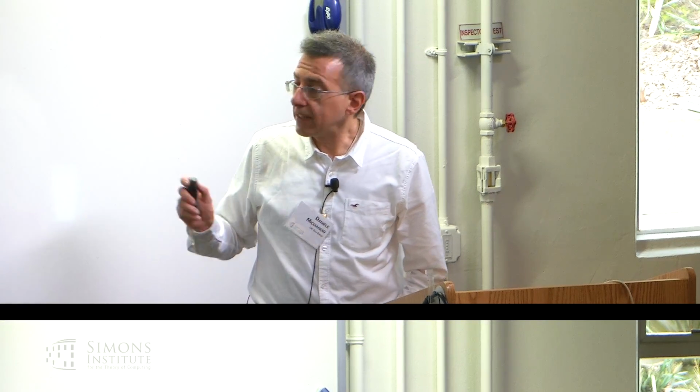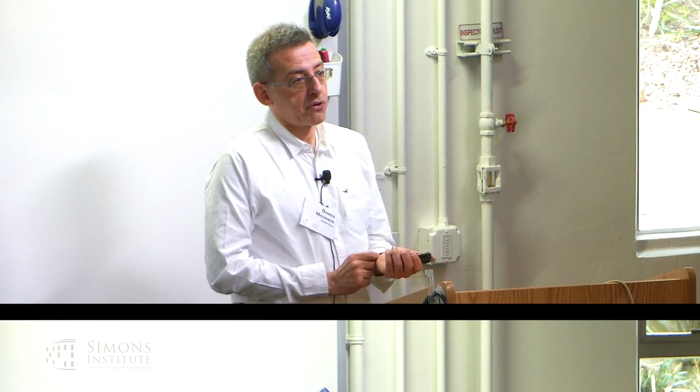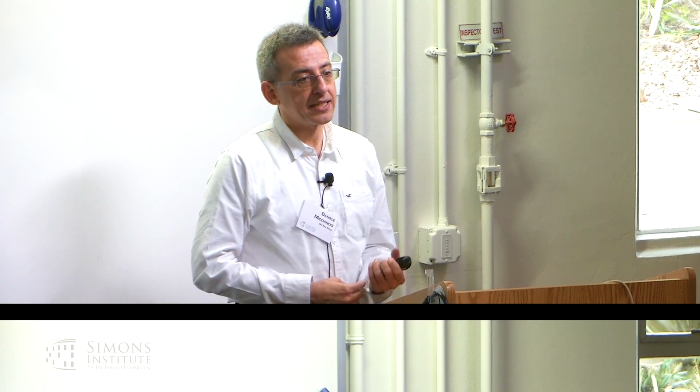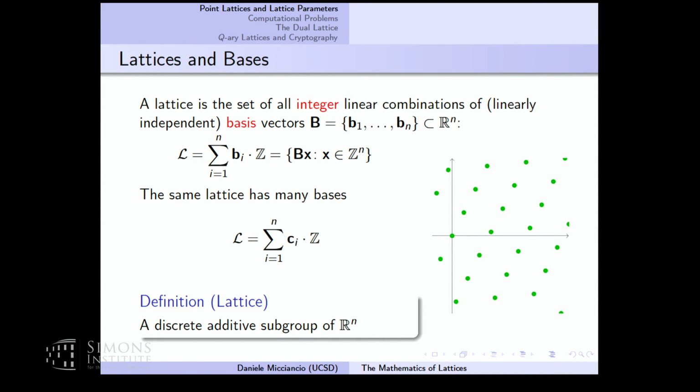So you can even define a lattice in a way that does not refer to a basis. You can define a lattice as a discrete subgroup, as a set of points in Euclidean space which is closed under addition and subtraction, and which is discrete. I mean, these points are far away from each other. And when studying geometrical properties of the lattice, it is often useful to forget about a basis, just think of it as a set of points with these properties. And the lattice basis comes up only when you want to solve the problems computationally.